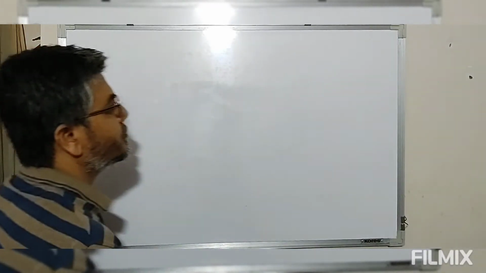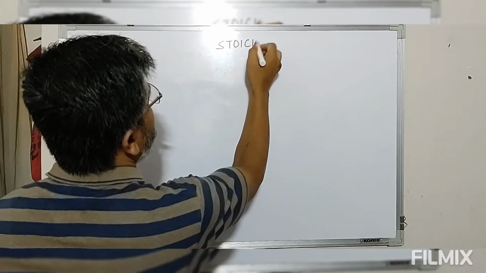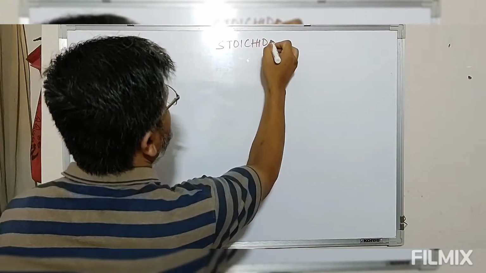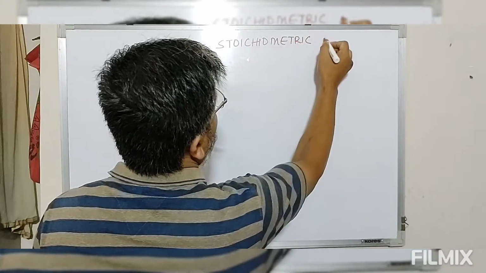number of moles, in terms of gram atomic mass, in terms of number of molecules, or in terms of volume if gaseous molecules are reacted. So that we are going to discuss here, that is stoichiometric calculation. So the heading for today's discussion is stoichiometric calculations.